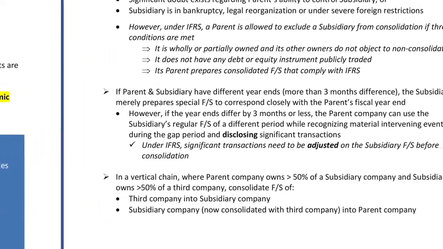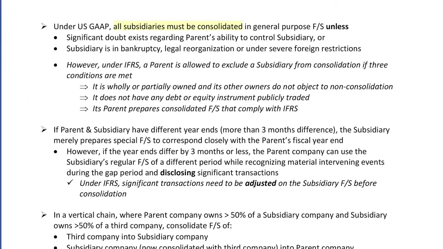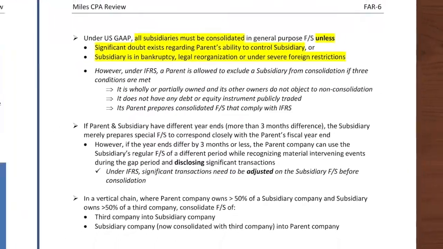Moving on to page 3, highlight: all subsidiaries must be consolidated. And then highlight: unless significant doubt exists regarding the parent's ability to control the subsidiary, or the subsidiary is in bankruptcy, legal reorganization, or under severe foreign restrictions.